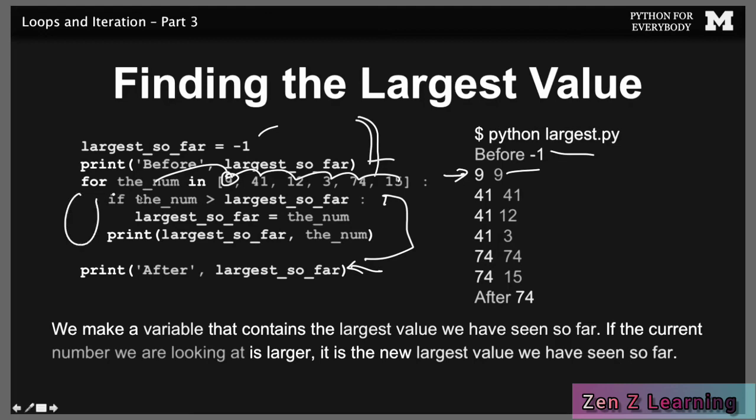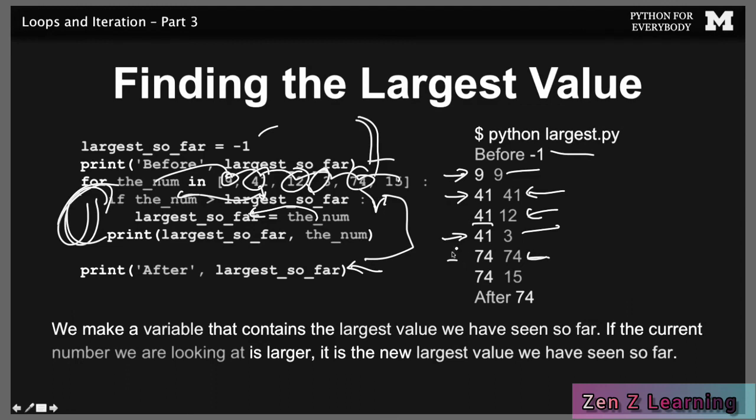Then we go up, we advance to 41. 41 is the num. And then 9 is largest so far, 41 is greater than it, so then we take the 41 and stick it in largest so far. So the largest we've seen so far is 41. The one we just saw was 41. Go up again. Now 12 is going to run. And so we see 12, and the largest so far is still 41. And so we don't do anything. Go back up. Run 3, we get 3, largest so far is 41, nothing needs to change. Then we run again, we get 74, 74 runs, and that is the new champion largest number.